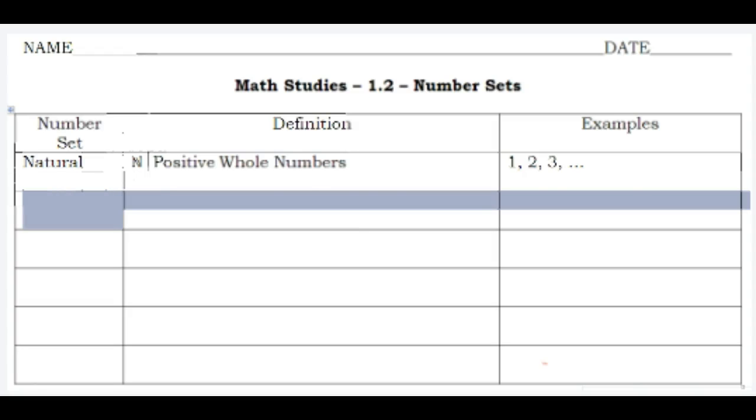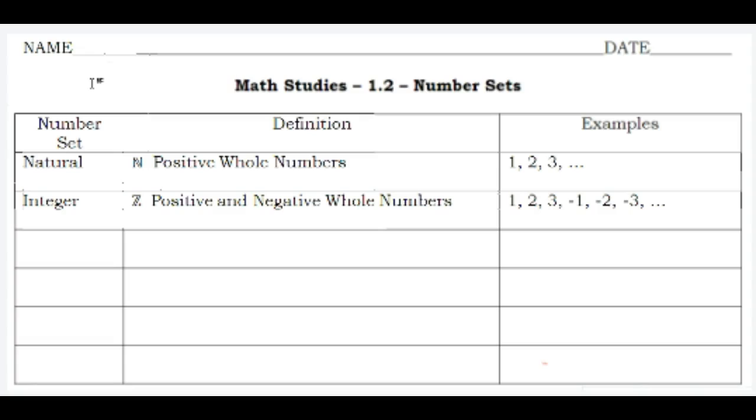The second number set is called integers. Integers are positive and negative whole numbers. The symbol for integers is a double-backed Z. This would be numbers like 1, 2, 3, so natural numbers, and their negative versions, -1, -2, -3, and so on.